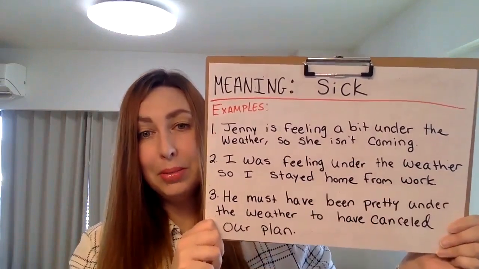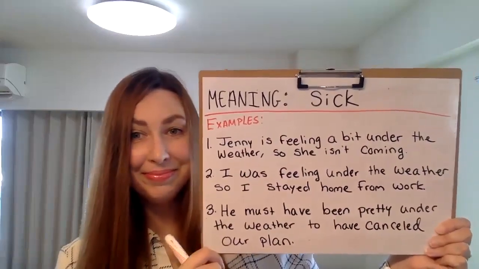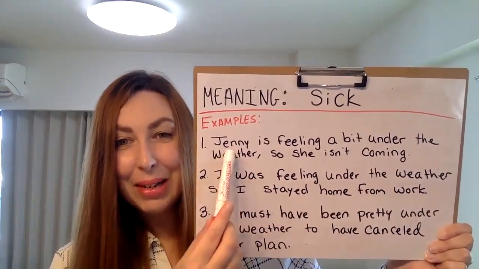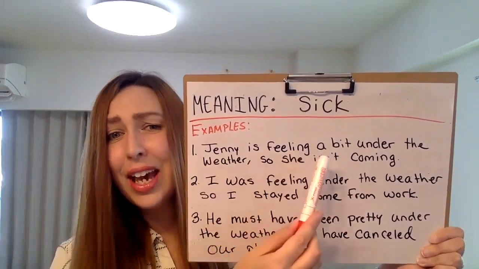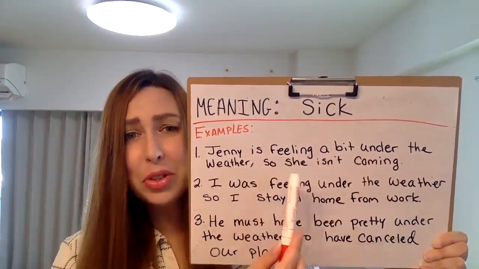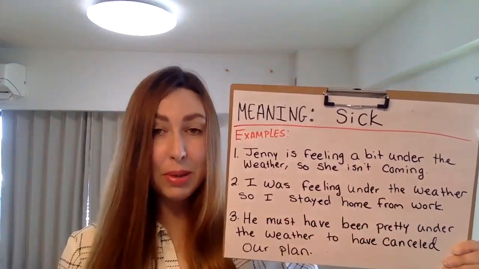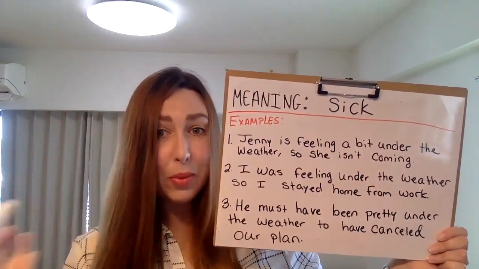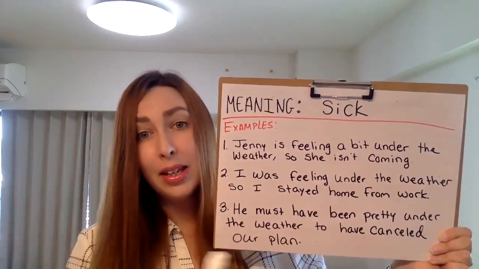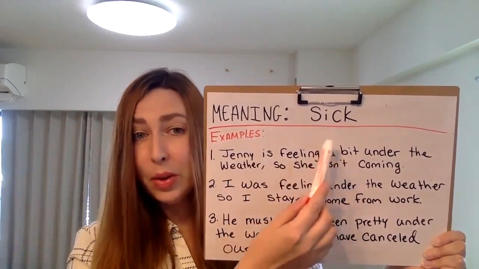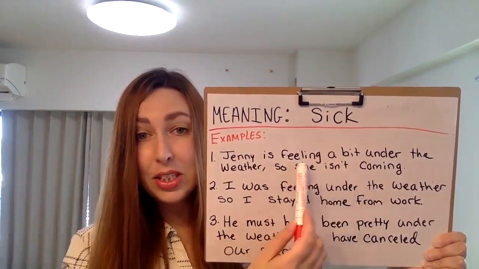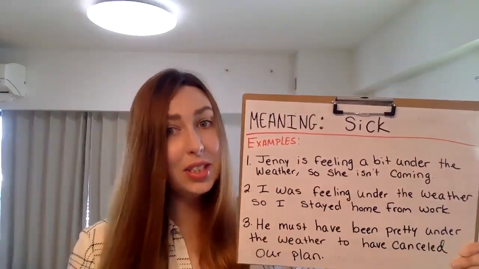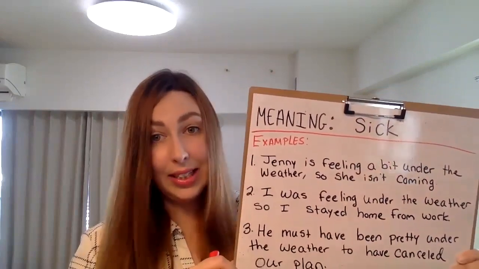So we'll read the first one. Let me get my marker. Okay, sorry if you can't read my handwriting. Jenny is feeling a bit under the weather, so she isn't coming. So maybe there is an event, and Jenny was supposed to go to the event. But Jenny is feeling a bit, and a bit means a little. She's feeling a little bit sick, so she isn't coming.